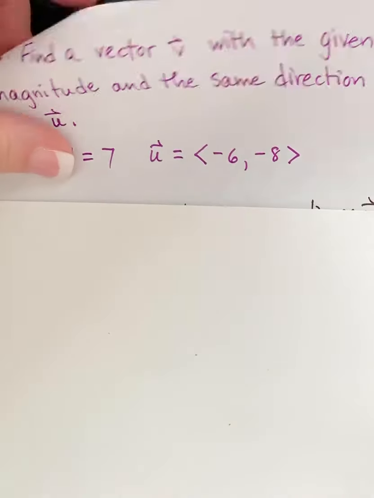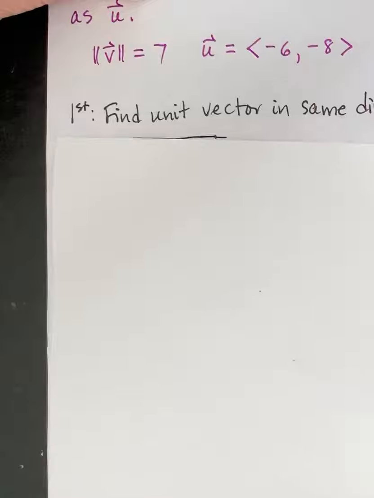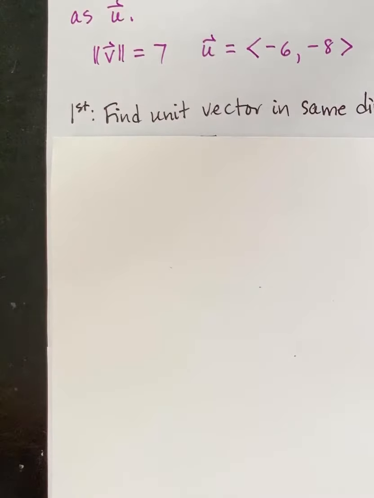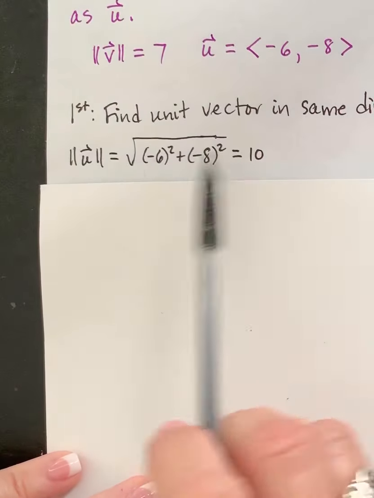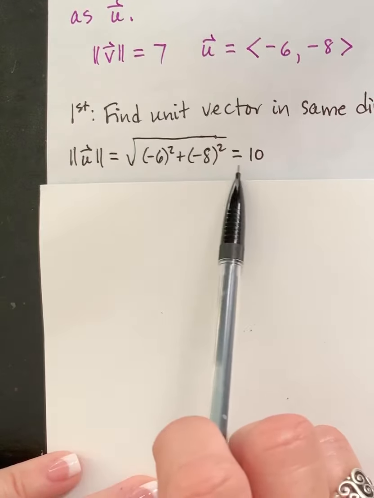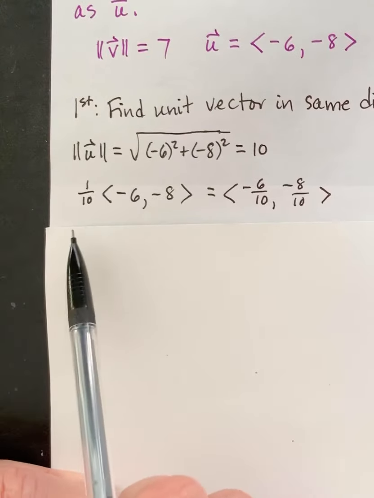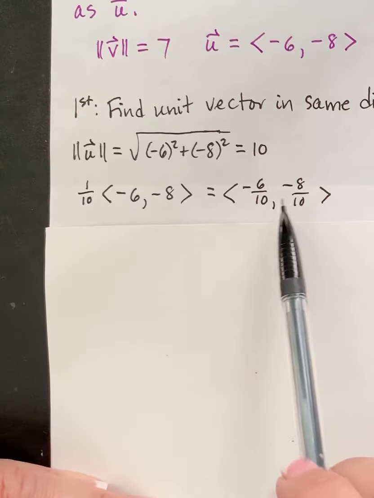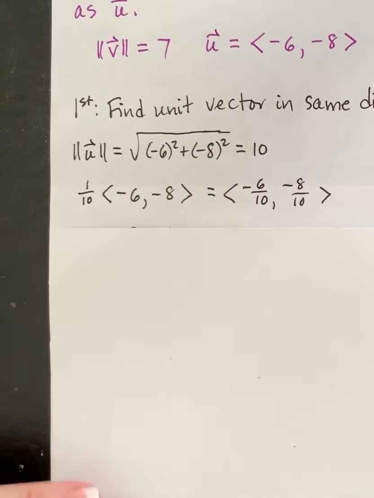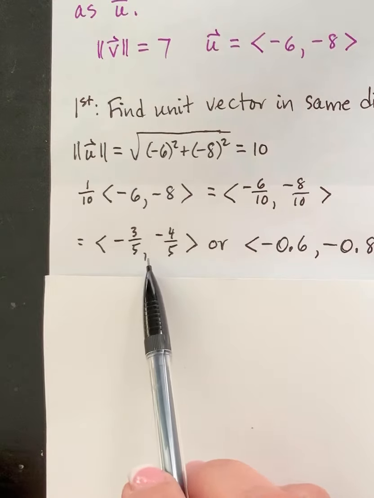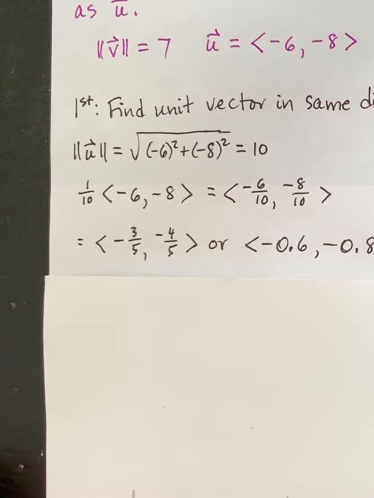There's two ways you can do this. One, you can do it in 2 steps. First, you can find a unit vector in the same direction as u. I find the magnitude of u, which works out to be 10. So I multiply u by 1/10. I'm going to have negative 6/10 comma negative 8/10, which you can simplify either with fractions or you can write them with decimals. This has a magnitude of 1 since it's a unit vector.